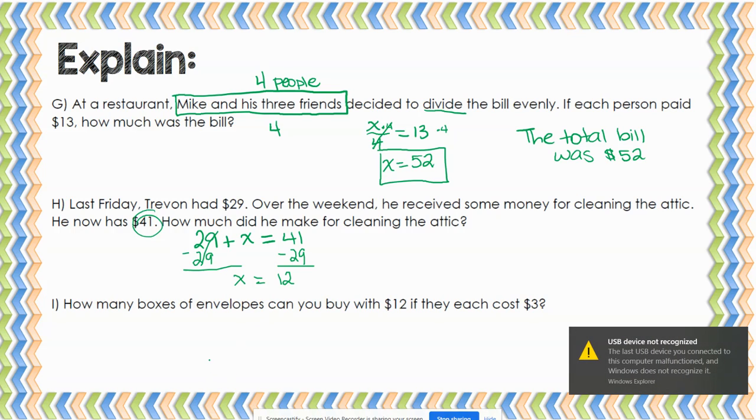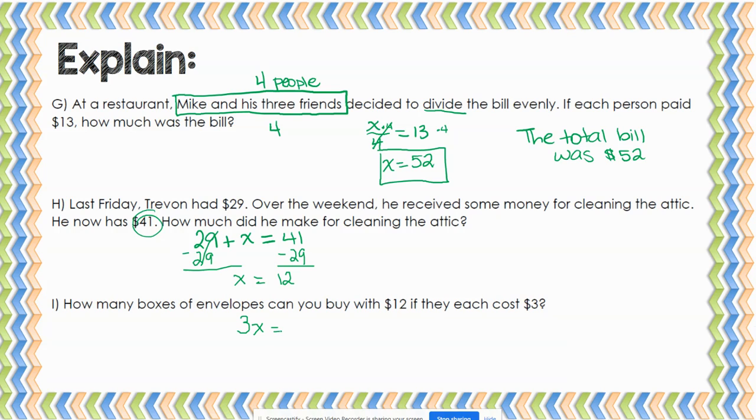All right, now I says how many boxes of envelopes can you buy with $12 if they each cost $3? Well, I know that we're buying envelopes that cost $3 and I have 12. So I'm taking 3 and multiplying by however many boxes, so 3 times X, and I'm getting a total of $12. When I multiply 3 times X, the inverse of that is dividing by 3. So I'm going to divide by 3 on both sides. These 3's will cancel to leave me with X equals, and then 12 divided by 3 is 4. So that means he can buy 4 boxes of envelopes.